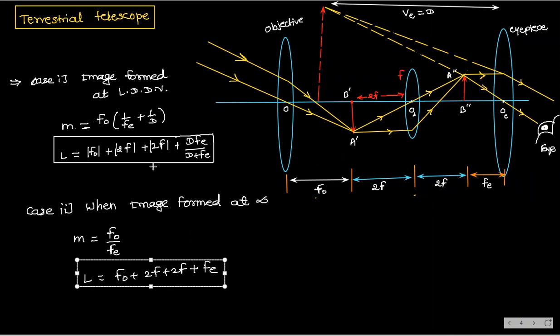Okay, clear. So these are the two formulas which we have to use in the terrestrial telescope, that is, when the image is formed at the least distance of distinct vision, and when the image is formed at infinity. So these are the formulas which we will use while solving the problems.